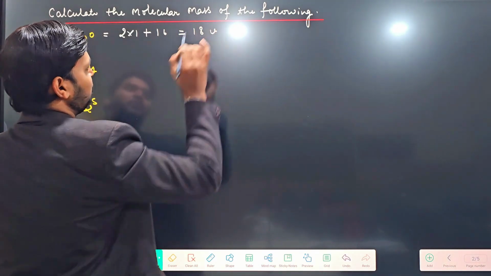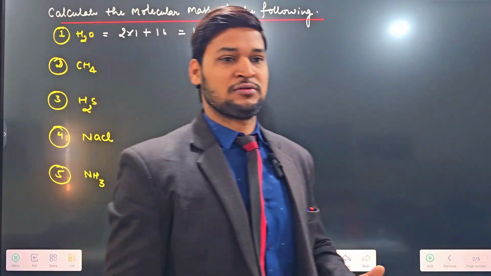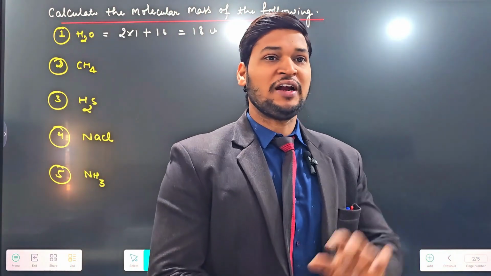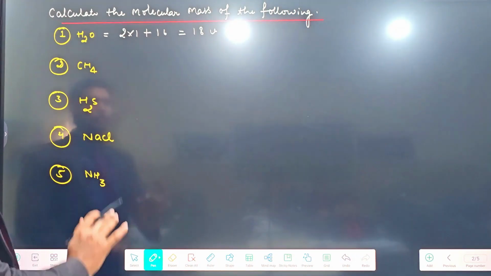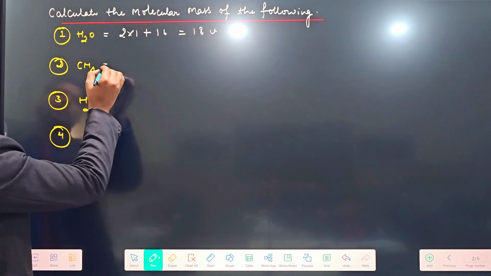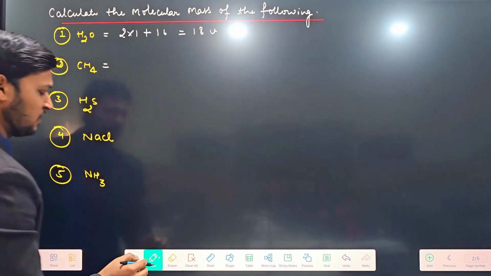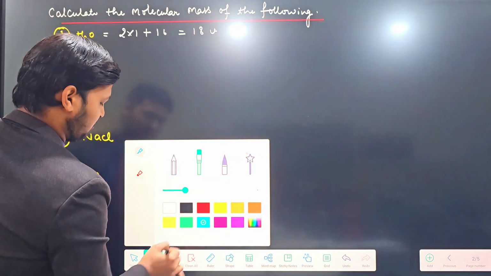And remember, you need to write that it is a unified mass. At the last, you need to write a small letter u. Remember, not a capital letter. Clear? Coming to the next one. Please don't write. I'll give you enough time to write things. Just listen.